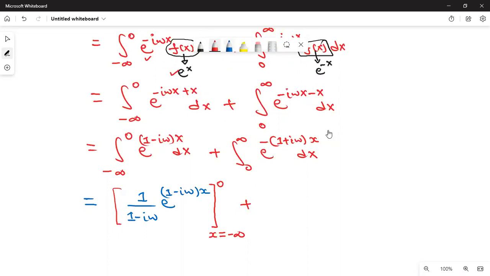The other one should give us negative 1 over, here now we have (1 plus iω), exponential negative (1 plus iω)x. The limits for this other one are from 0 to infinity, x equals 0 to infinity.